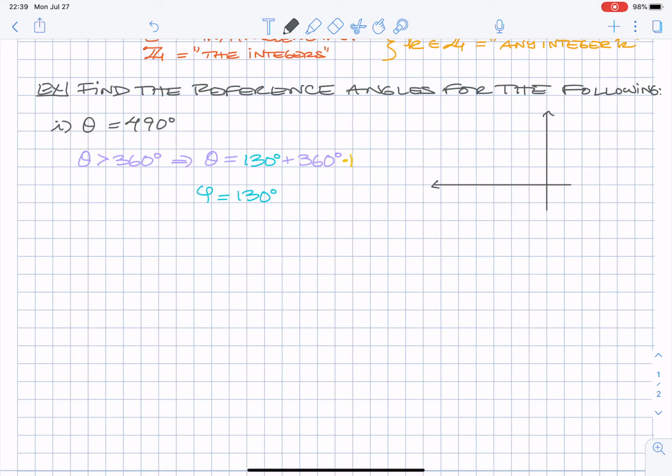Okay, so I'm in quadrant 2 at 130 degrees, which is not quite the diagonal. So here's 130 degrees. How far away from 180 is that going to be? I claim that's 50 degrees away from 180. So I claim that the reference angle for theta, which is also the reference angle for phi, is 50 degrees.